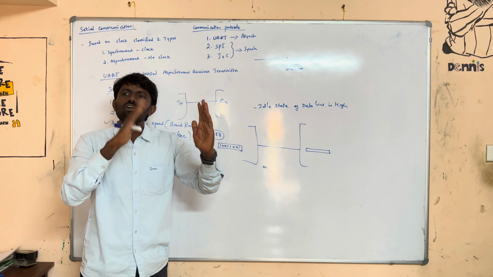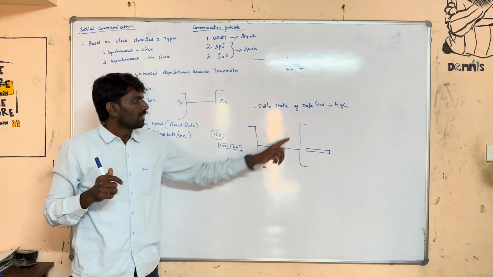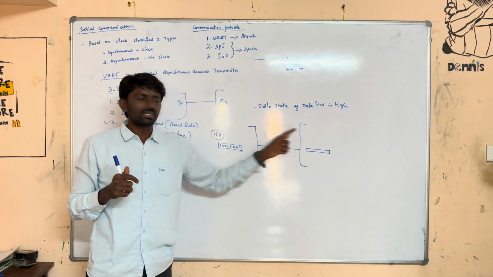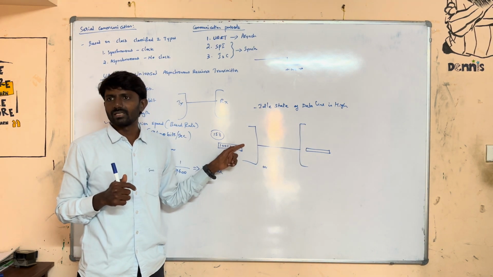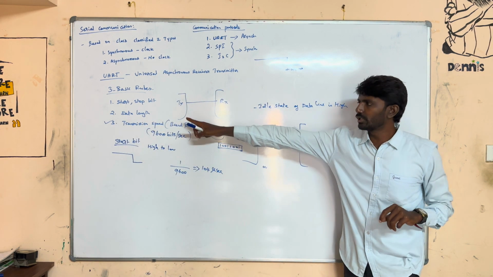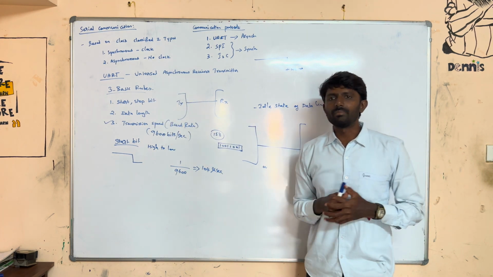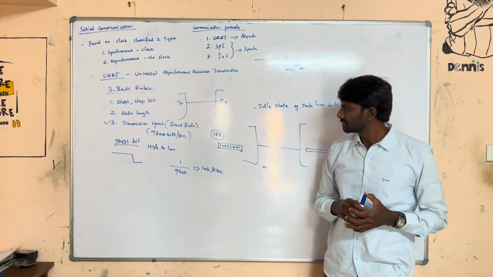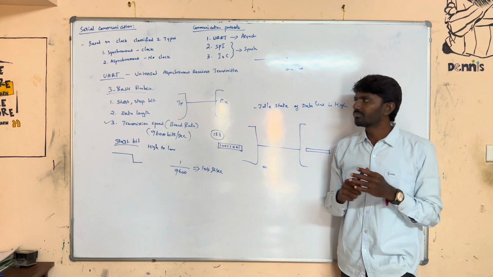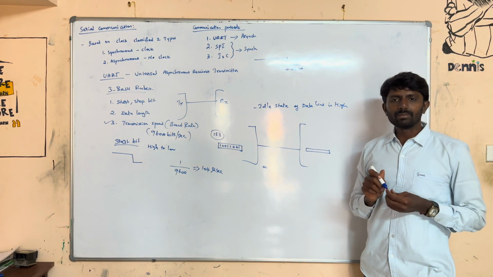Again, that 0 volt, how much time will it come? It will come for 104 microseconds, because his speed is also 9600. It is a must that both should be at the same speed, otherwise it is not going to work. That's the reason I clearly told you these three things should be common. Clear everybody? Start bit: for 104 microseconds, 0 volt is coming.